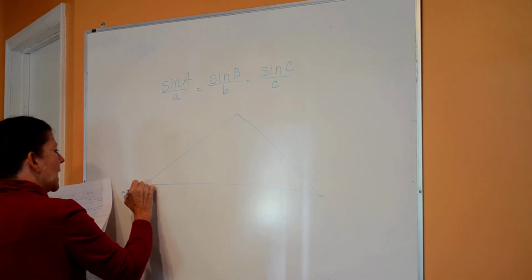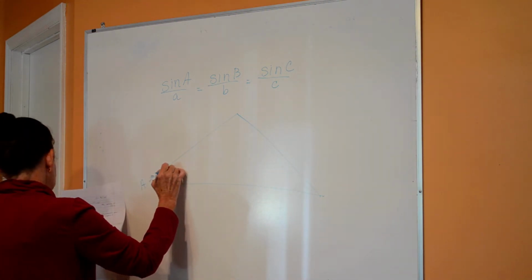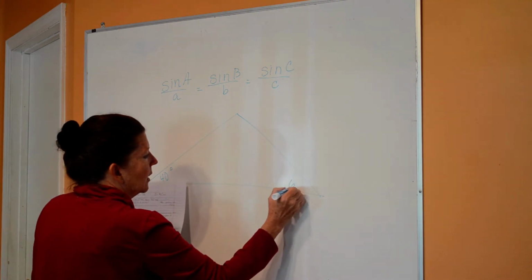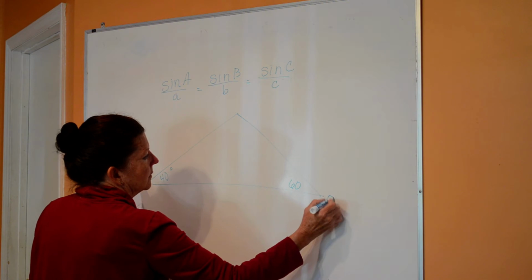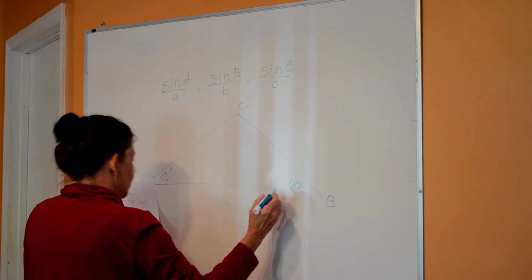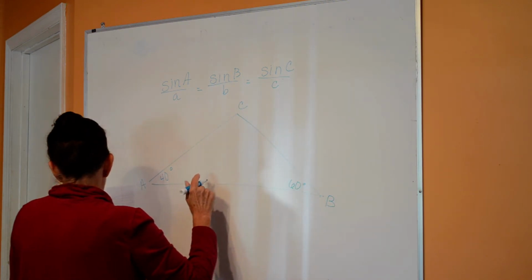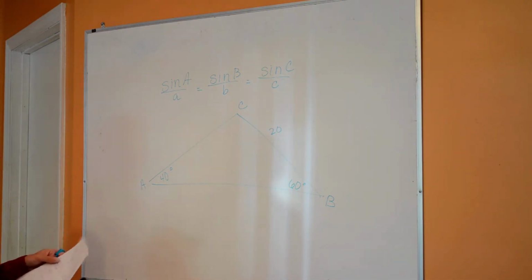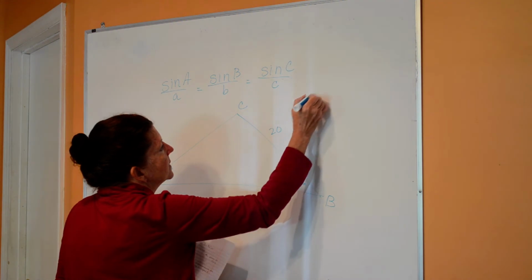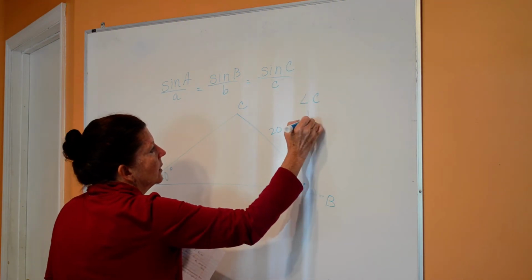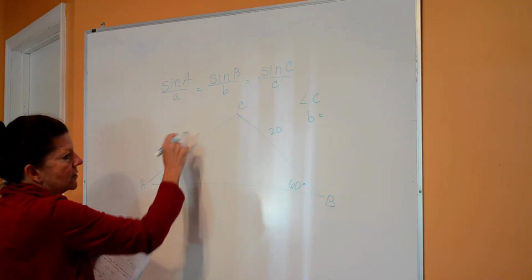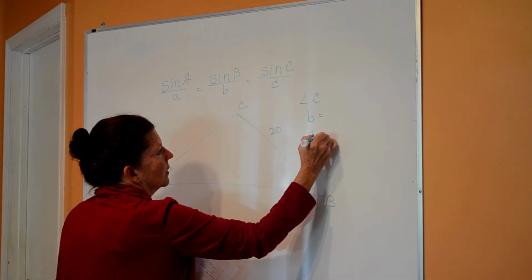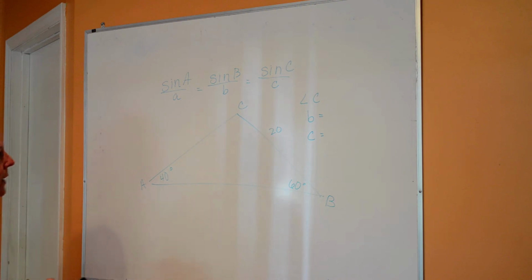Let's say I know A is 40 degrees, B is 60, and I know that this side is 20 right here. All right, I want to solve this triangle. So what I'm missing is angle C, little b, which is opposite angle B, and little c. All right, so those are the things I want to come up with.